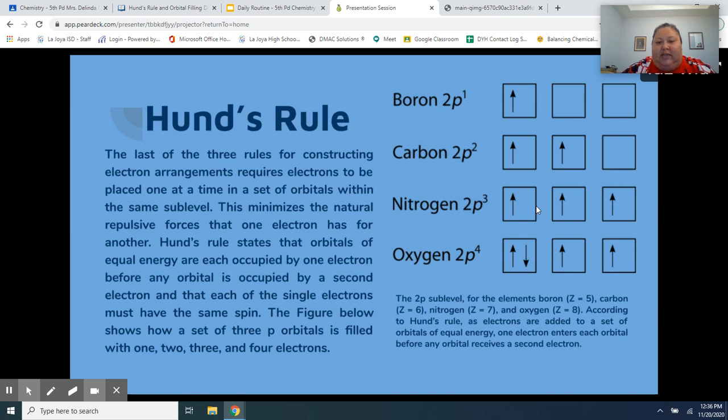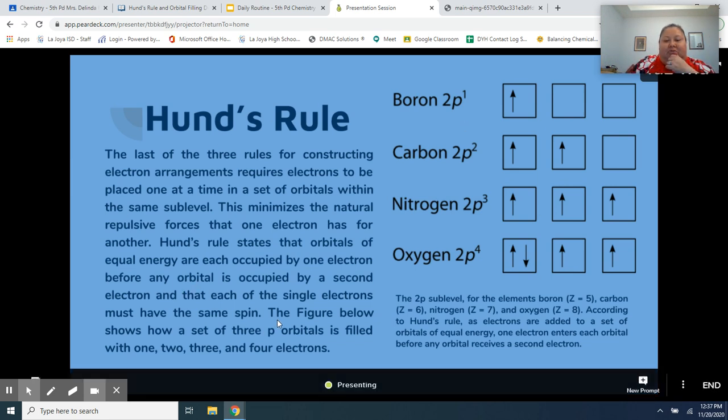So Hund's rule says 1 electron per orbital before a second, and that the single electrons, 1 in each box, have to face the same direction, either all of them up or all of them down. Usually they're all up. The figure below shows a set of 3p orbitals filled with 1, 2, 3, and 4 electrons. We already talked about it.